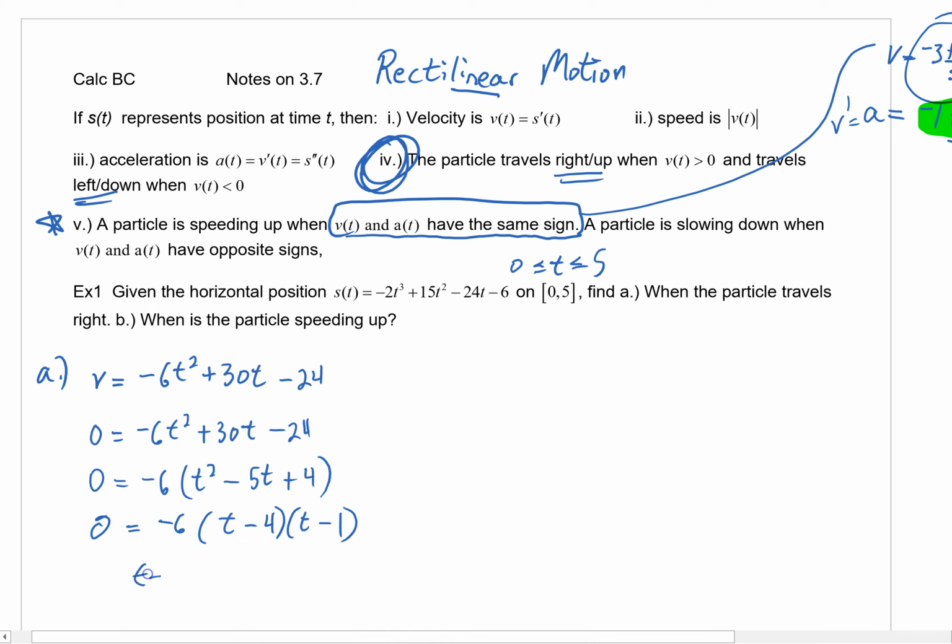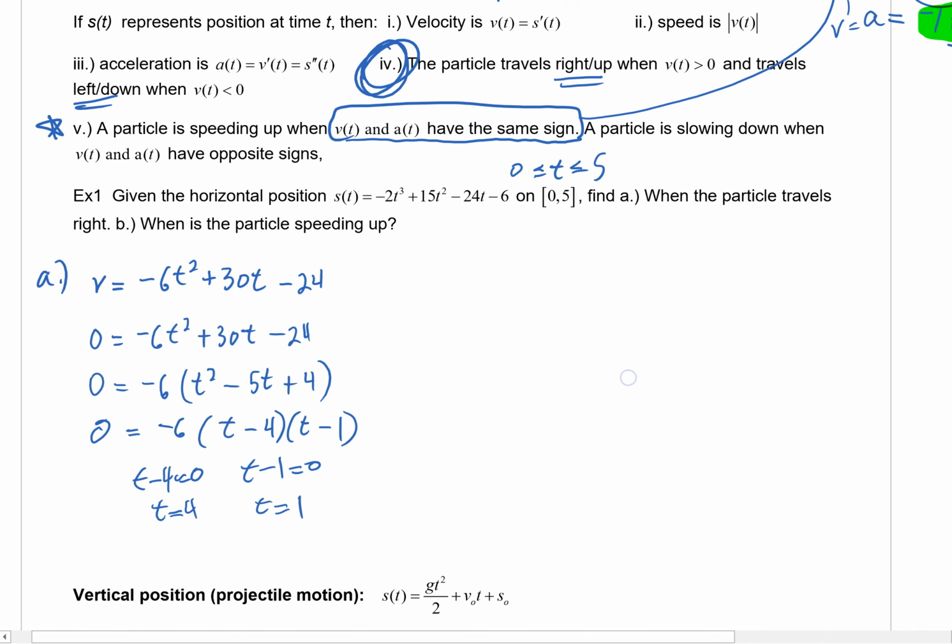Well, that would equal 0 when t minus 4 equals 0, or t minus 1 equals 0, and that'd be t equals 4 and t equals 1. So that's where we are stopped. That's where we're going to be at rest.